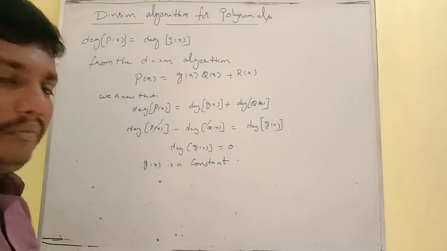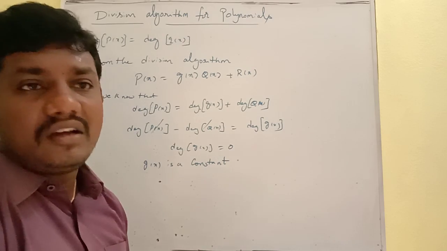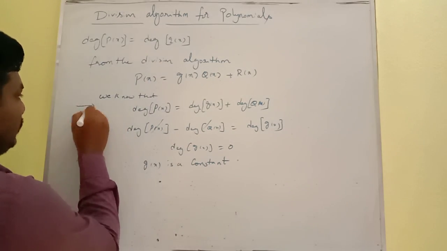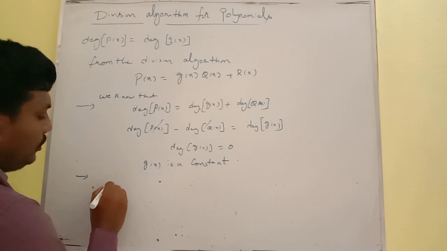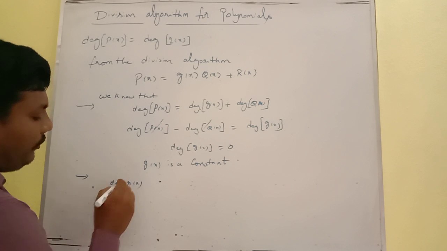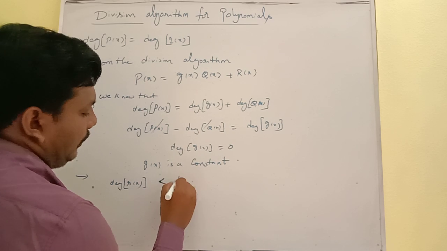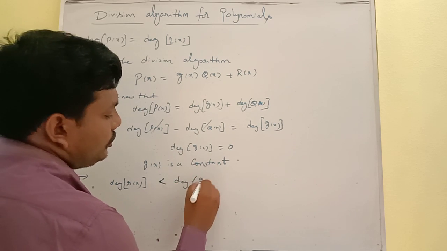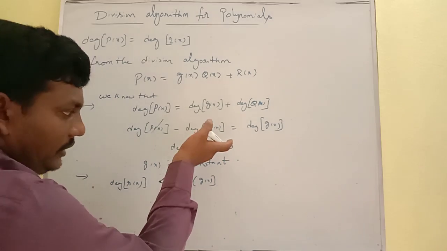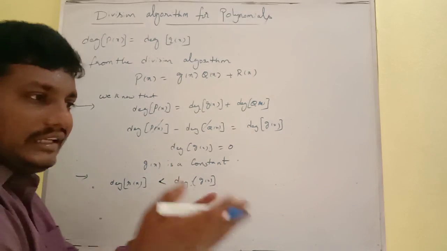So we decided. But according to the condition, the degree of r of x is always less than the degree of g of x. So one more condition we have to write: the degree of r of x is always less than the degree of g of x. That's the reason why its degree is always 0. So the least degree is 0.